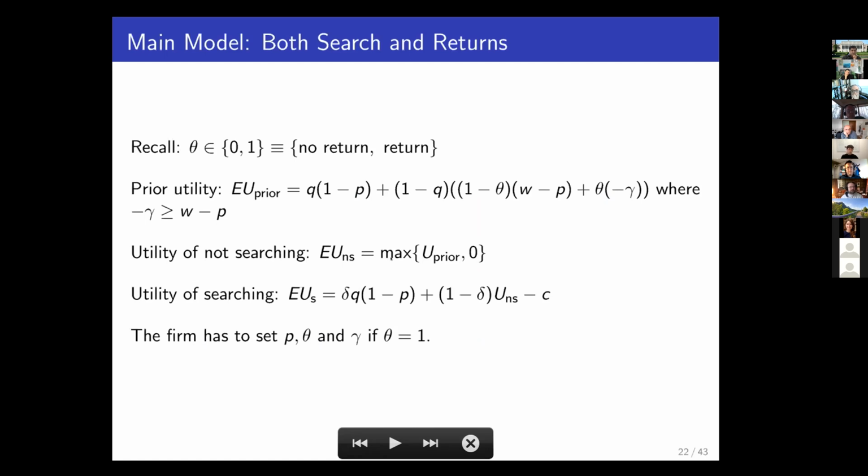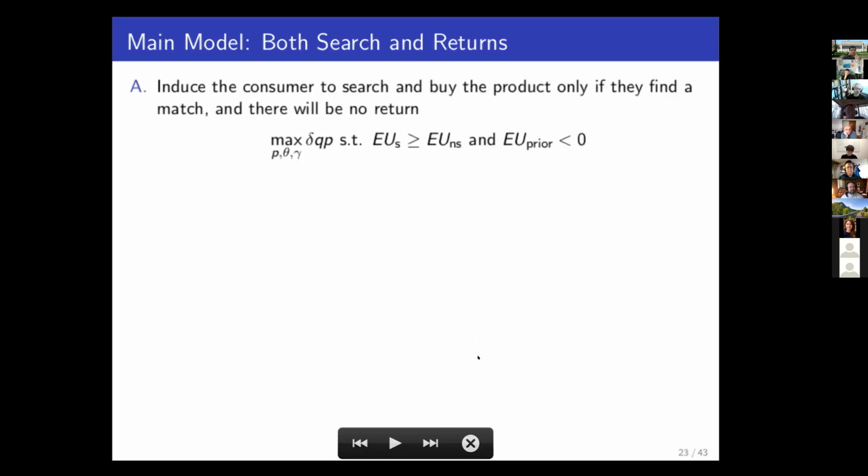The utility of not searching is the same, and the utility of searching is also that with probability delta, the search is successful, in which case with probability Q, it matches and I get this. Otherwise, the search is unsuccessful. I just go back to this. There should be an E here. So the firm has to set the price, the theta, and the gamma.